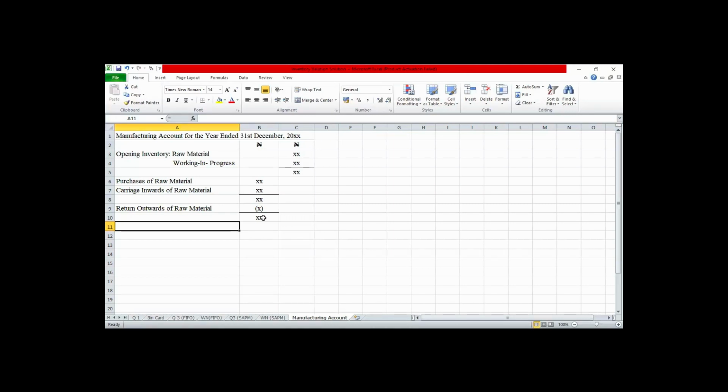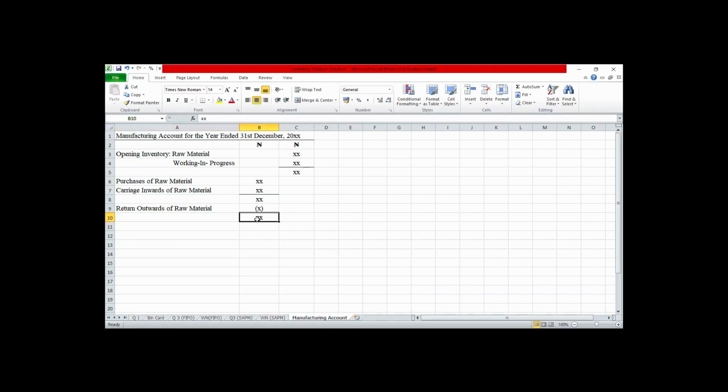Now, let's look at it this way. We have purchased all this. We return what we need to return. Are you with me? But in the process, we need to come up with the cost of raw material consumed. Raw material alone. Are you with me?